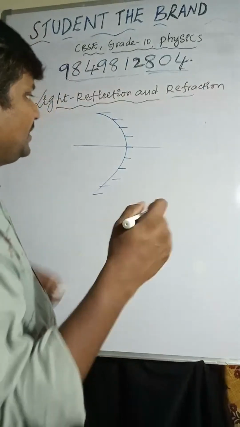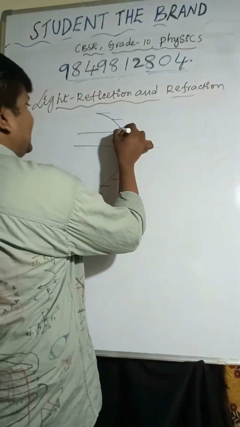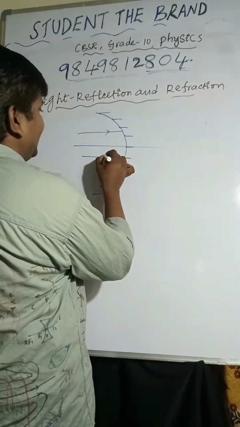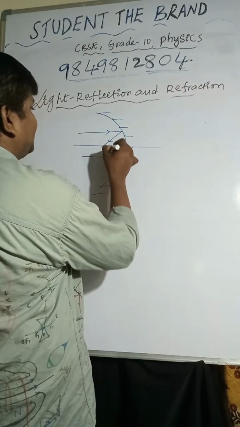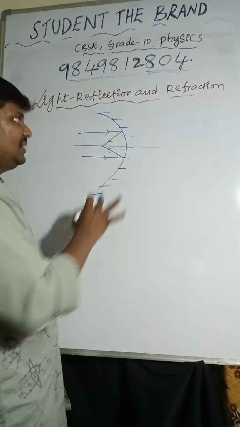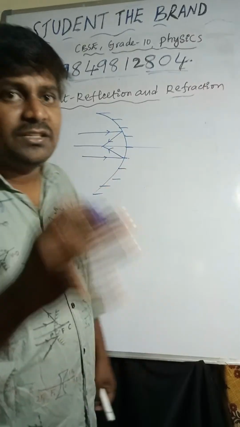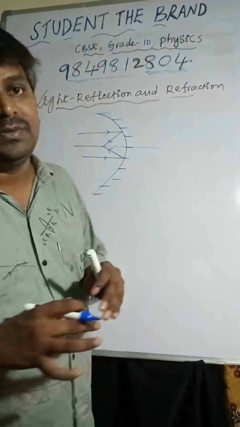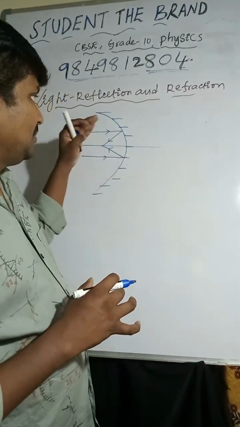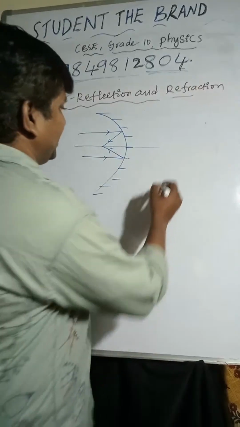The strong reason is when light rays are incident on a concave mirror, after reflection, you can observe very carefully, the light rays are moving towards the principal axis.